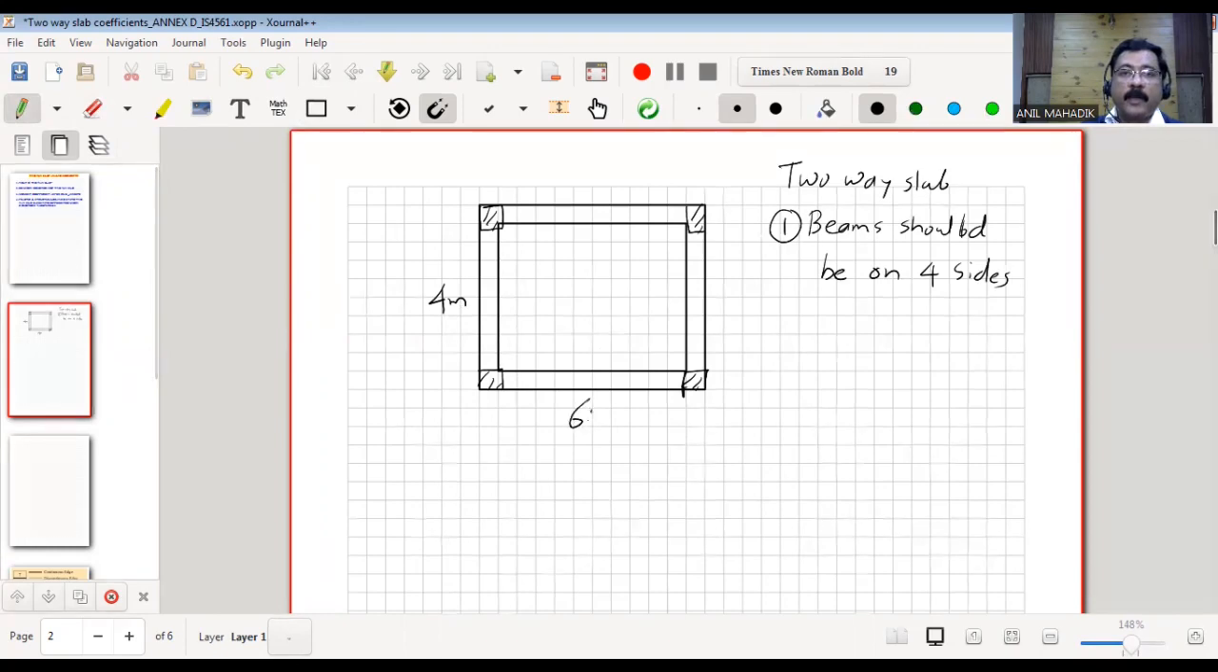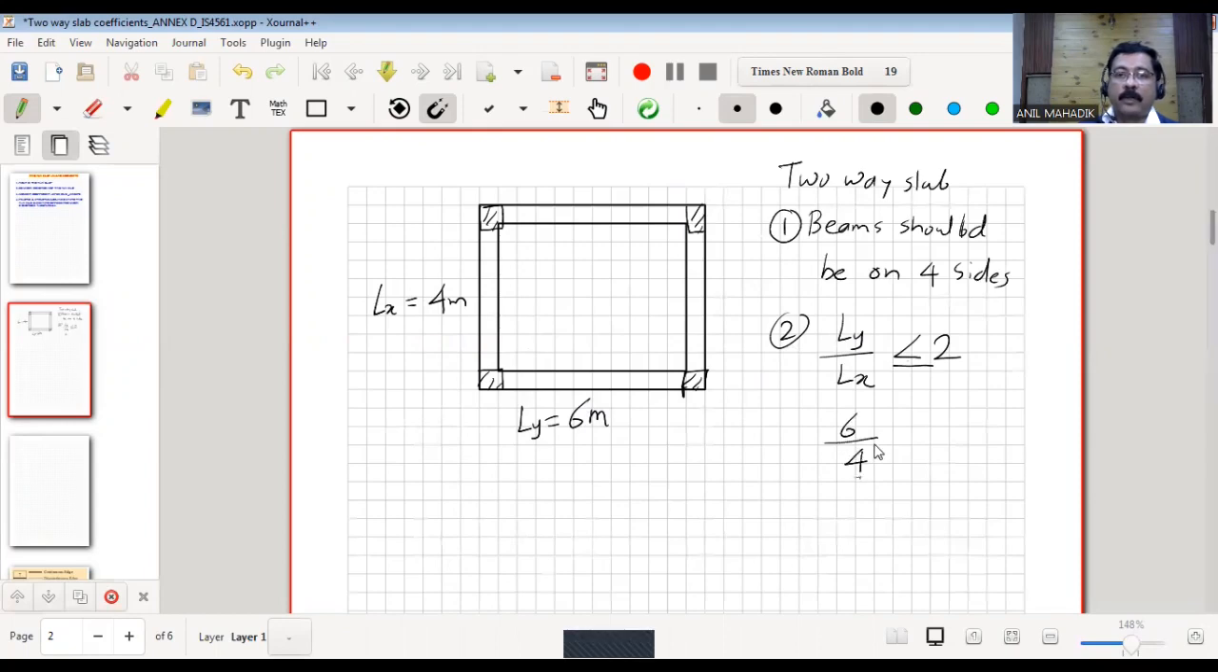Okay, for just matter of understanding, let me consider this as 6 meters. And the second condition is that Ly upon Lx should be less than or equal to 2. Ly is nothing but the longer span. So in this case, Ly is 6 meter, the longer span, and Lx is the shorter span. So if you consider this problem, then Ly is 6 meter divided by 4, which is 1.5, which is less than 2. So it is a two-way slab. So these are the two conditions for two-way slab.